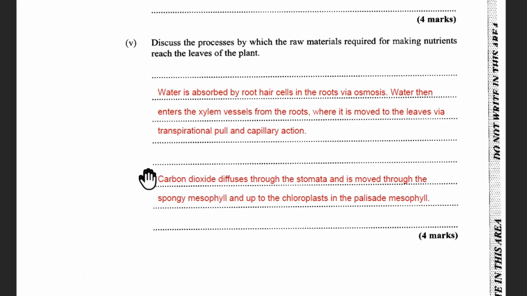So carbon dioxide diffuses through the stomata, and that would be through the lower epidermis of the leaf, and is then moved through the spongy mesophyll, the intercellular spaces there, because there are a lot of air spaces, and up to the chloroplast and the palisade mesophyll. The palisade mesophyll is densely packed with chloroplast, so that's where the party is happening, that's where most of the photosynthesis is occurring.